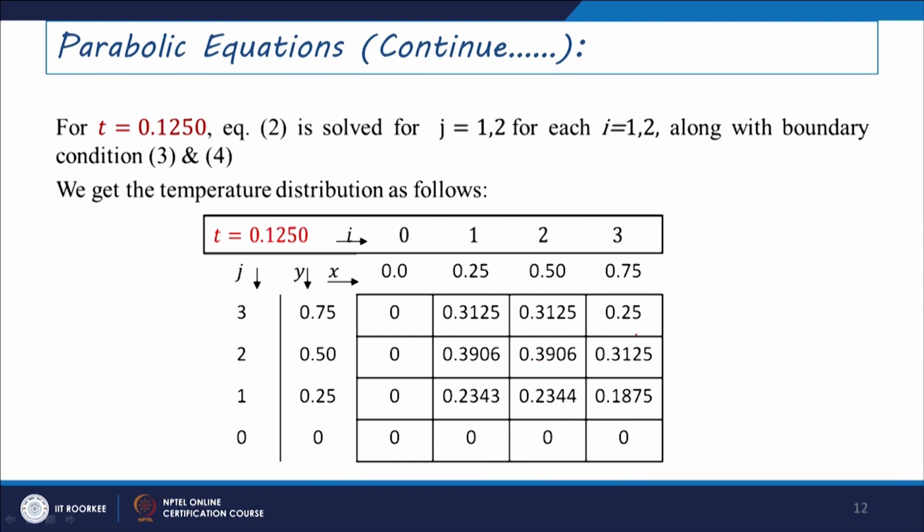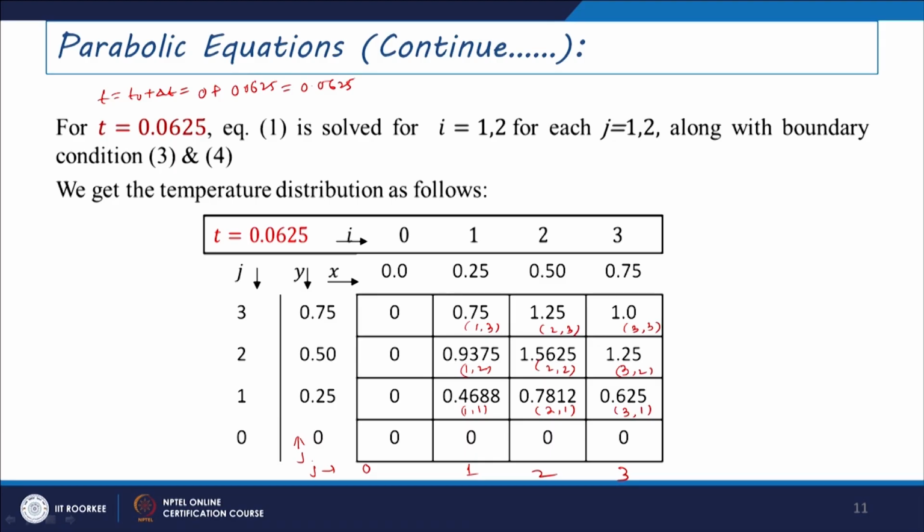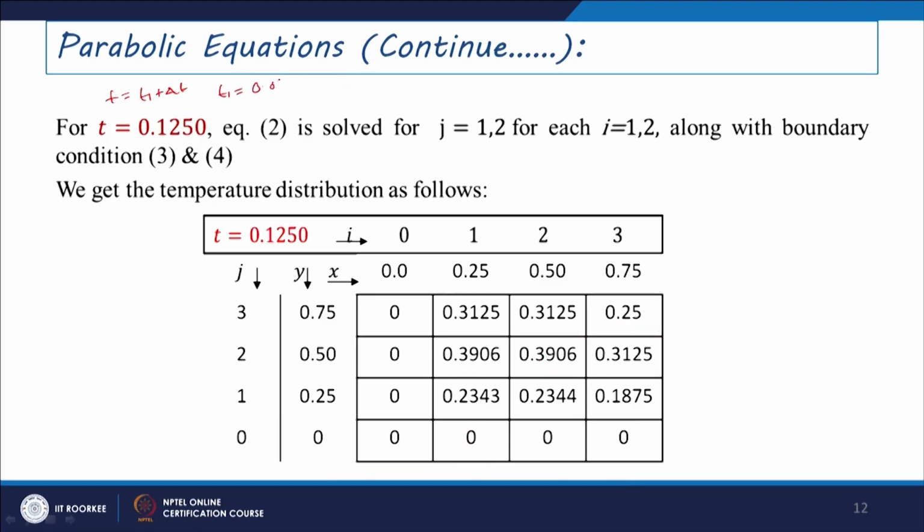For the next iteration step, t can be written as t1 plus del t. Since t1 was already calculated in the previous slide as 0.0625, and the increment del t equals 0.0625, the final t, which we can write as t2, is t1 plus del t, which is 0.1250.